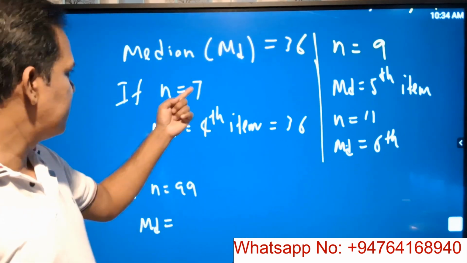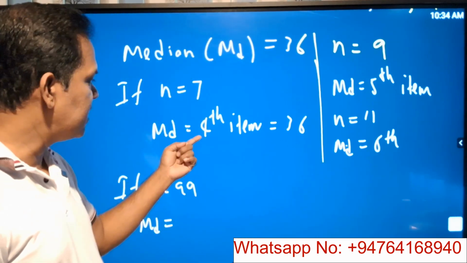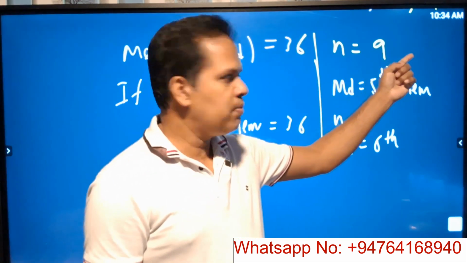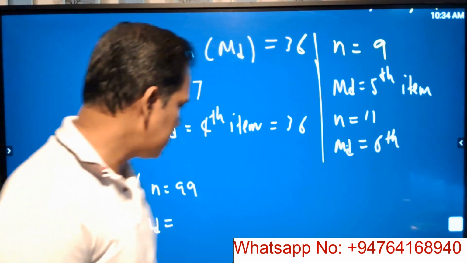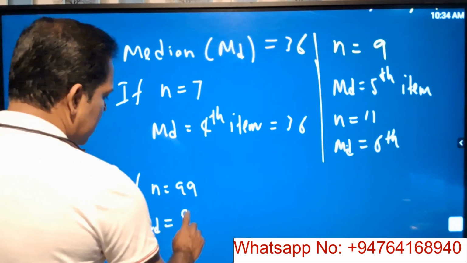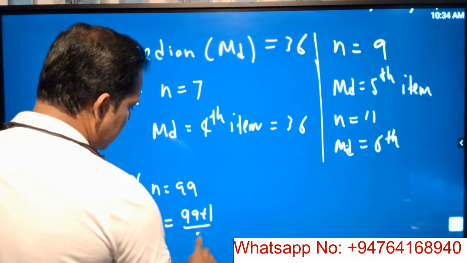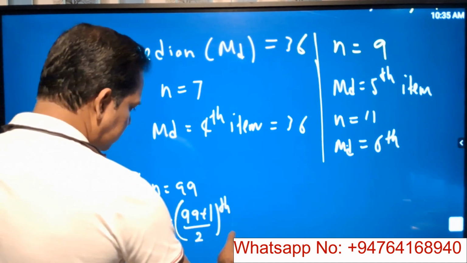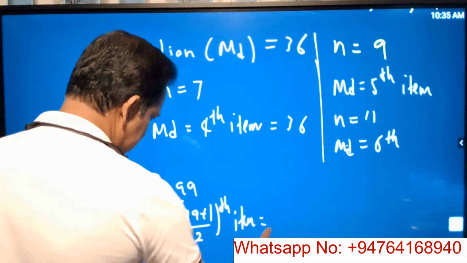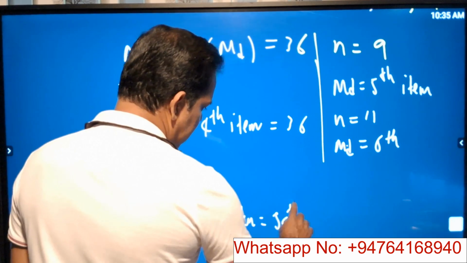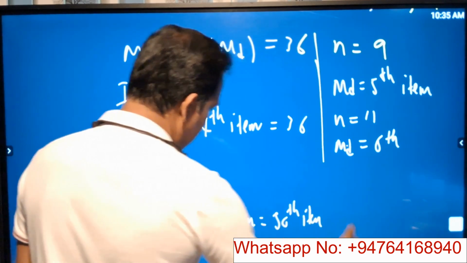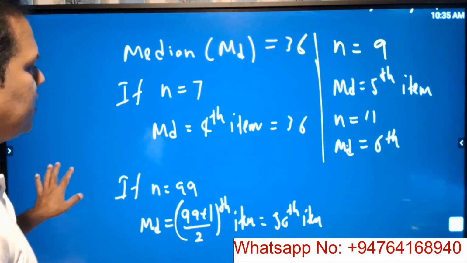Yes, look at this. 7 plus 1, 8, divided by 2, that is 4. 9 plus 1 divided by 2, what is that? 5. 11 plus 1 divided by 2, what is that? 6. So 99 plus 1 divided by 2, that is the item. This item gives the median. 99 plus 1 is 100, divided by 2, that is the 50th item. This is the way to find which item is the median.